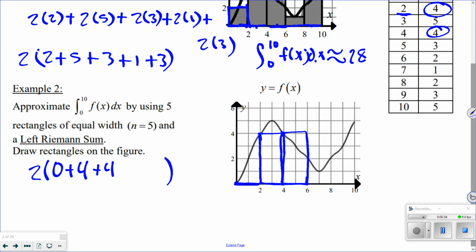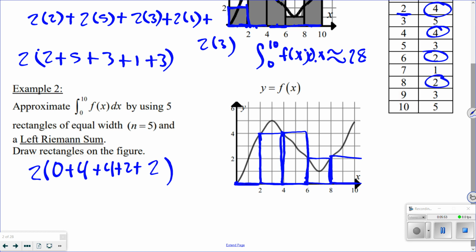At 6, so we're going to go from 6 to 8. So 6 determines the height because it's a left Riemann sum. So I go up to there. It goes from there. So at 6, the height is 2. And then from 8 to 10, you're going to go up to there. So that height would be 2 also. Right? At 8, the height is 2.